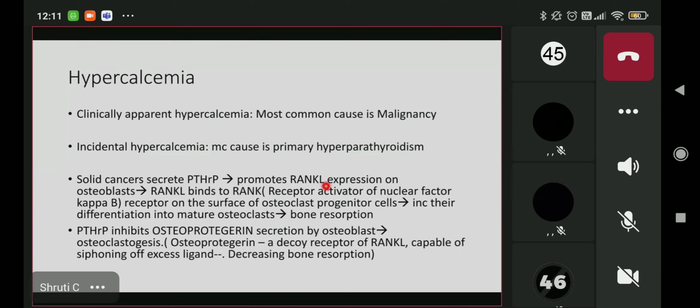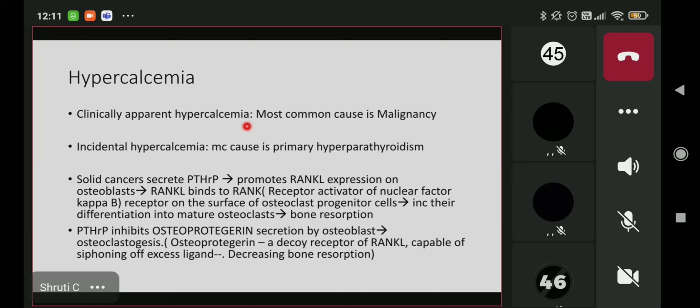Okay. So basically, RANK ligand, when it combines with the RANK receptor, ultimately causes bone resorption. And this parathyroid hormone related protein promotes this binding of RANK ligand to the RANK receptor, and therefore enhances bone resorption. Many of the solid cancers are known to secrete parathyroid hormone related protein. So ultimately, most of the solid cancers will lead to bone resorption and ultimately lead to clinically apparent hypercalcemia.